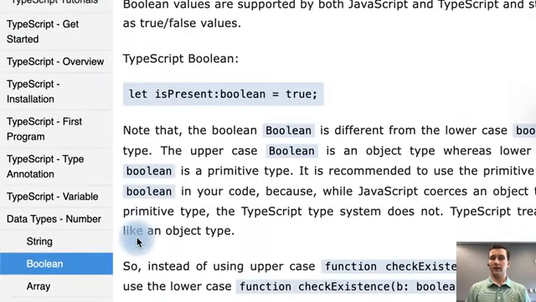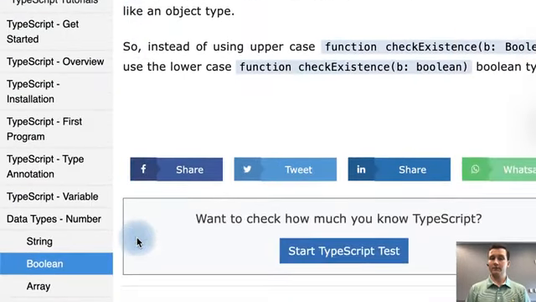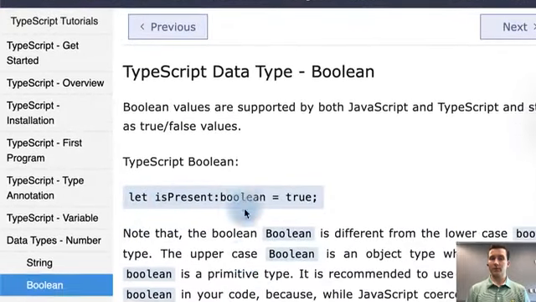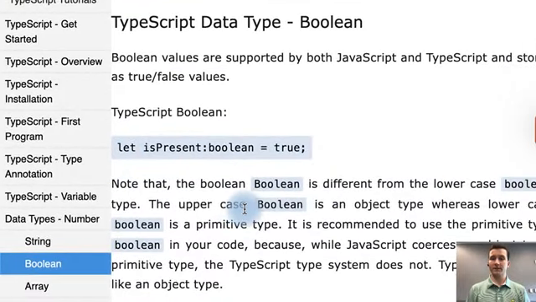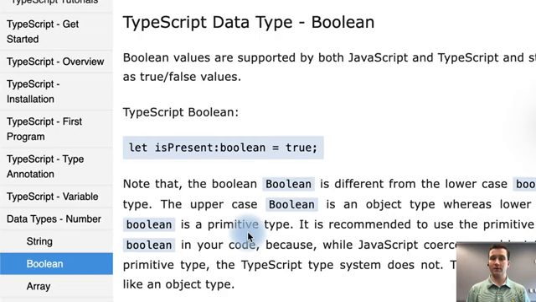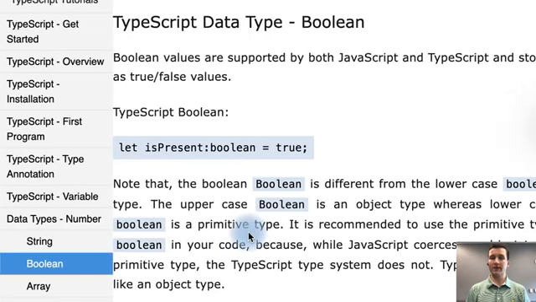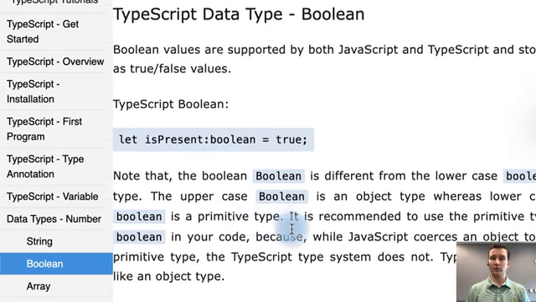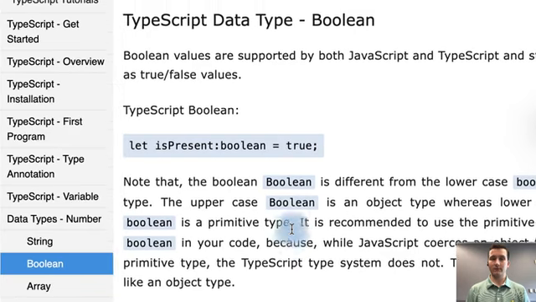We also have the type of Boolean. So here's an example, TypeScript Boolean, right? The Boolean object is different from the lowercase boolean. The uppercase Boolean is an object type, whereas the lowercase boolean is a primitive type.